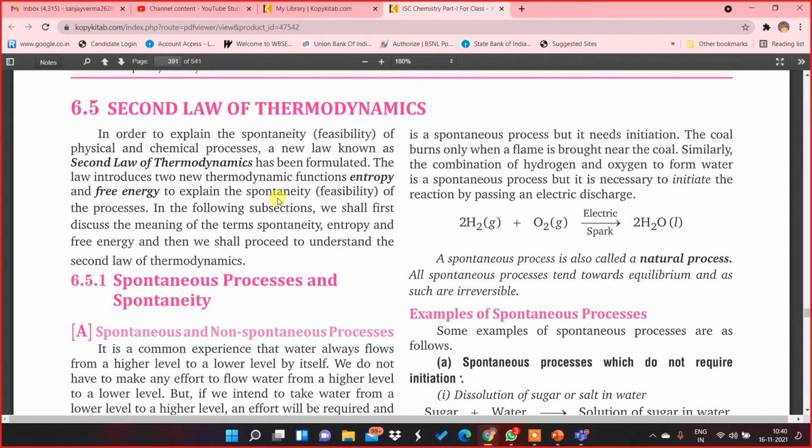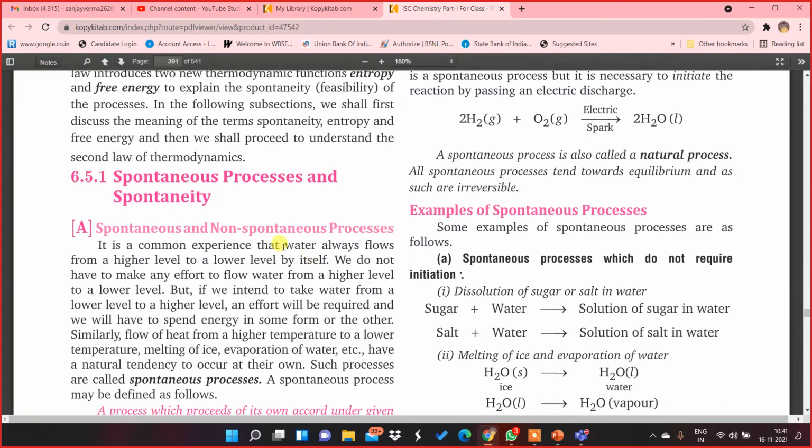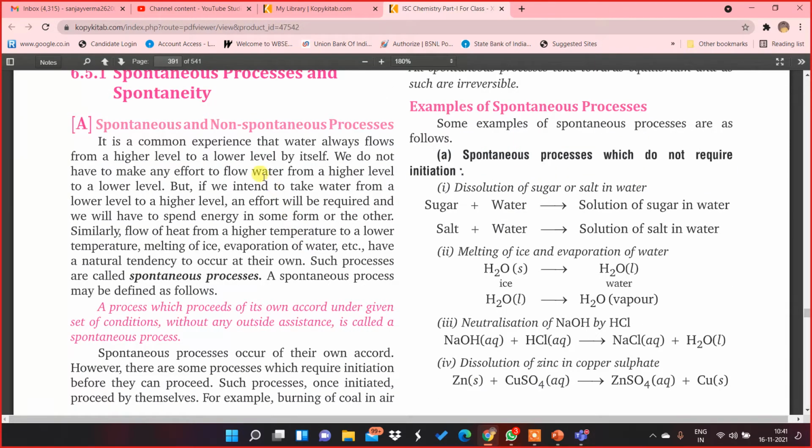So in this part of the chapter, in the following subsections, we will first discuss spontaneity. What is the meaning of spontaneity? What is the meaning of a spontaneous process? What is the meaning of a non-spontaneous process? So, moving further, spontaneous and non-spontaneous processes.